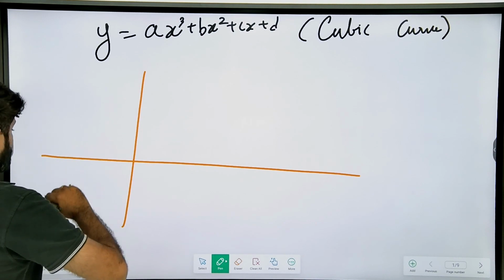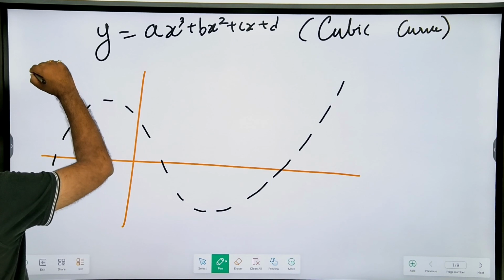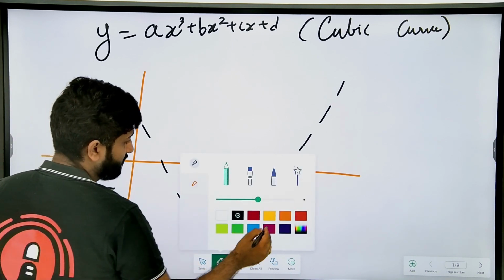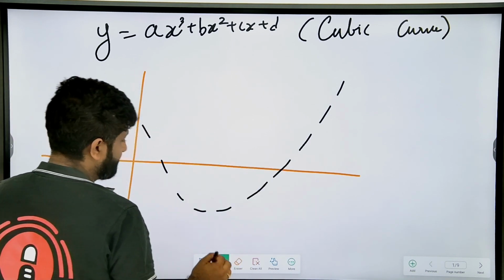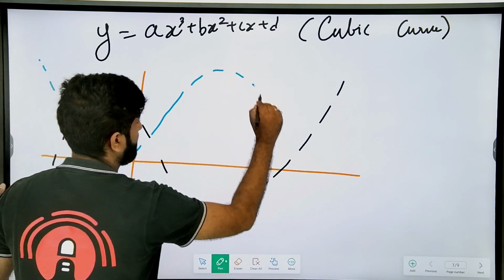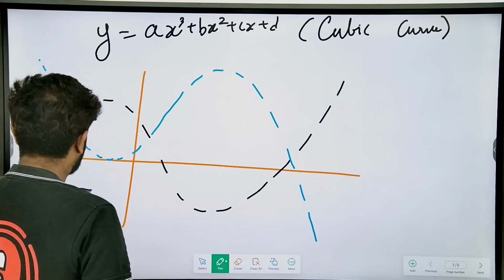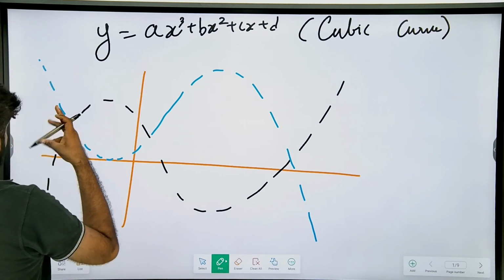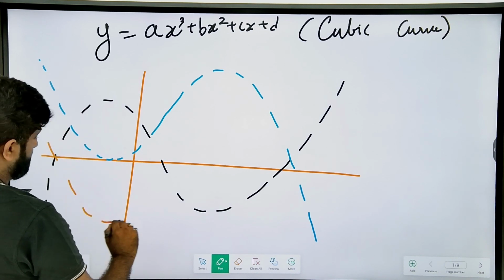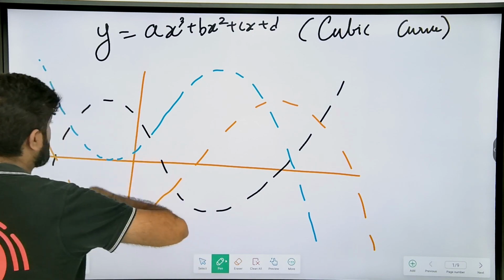Guys, a cubic curve generally looks like this, or it may also look like this, or it may also look like this. These are 3 different cubic curves.